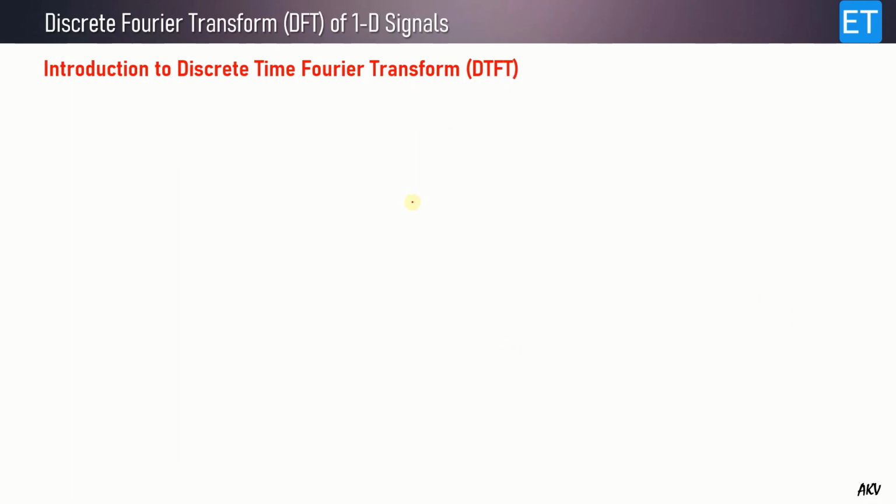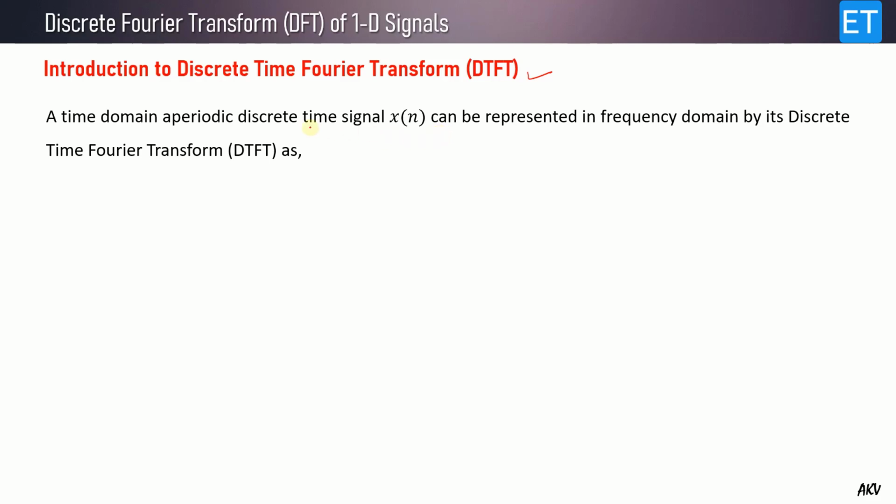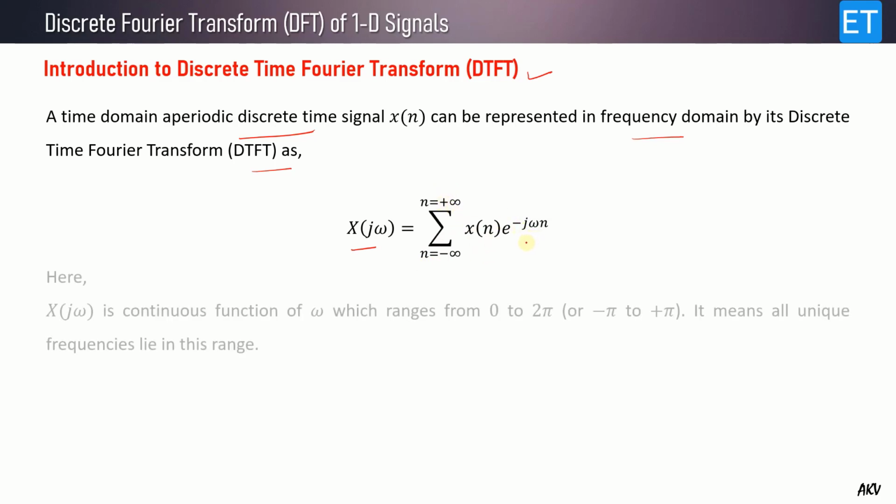So now let me introduce the DTFT, that is the discrete time Fourier transform. A time domain aperiodic discrete time signal, let's say x[n], can be represented in frequency domain by its discrete time Fourier transform, DTFT, by this equation. X(e^jω) equals the sum from n equals minus infinity to plus infinity of x[n] e^(-jωn). Here X(e^jω) is actually a continuous function of omega, which ranges from 0 to 2π, or you can say minus π to plus π. It means all unique frequencies lie in this range.